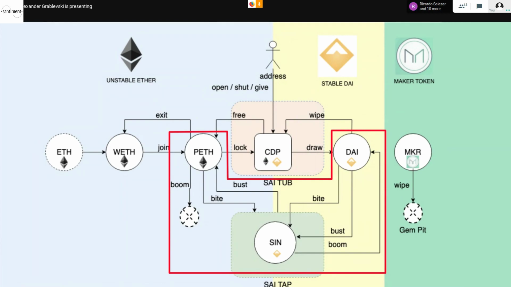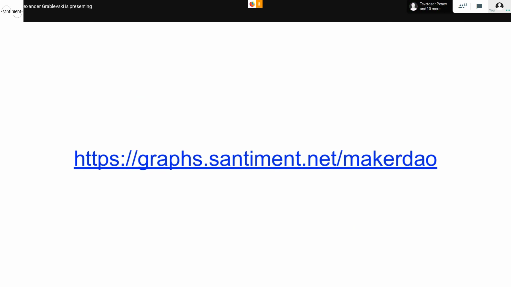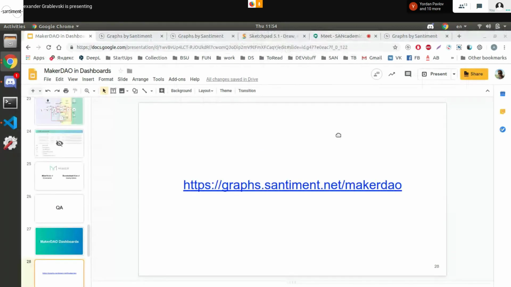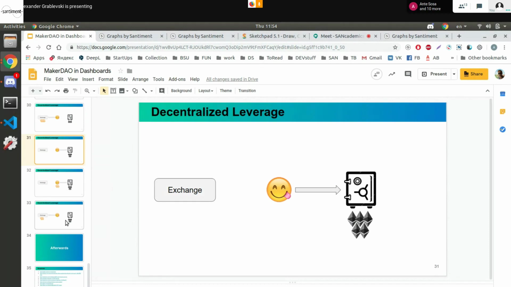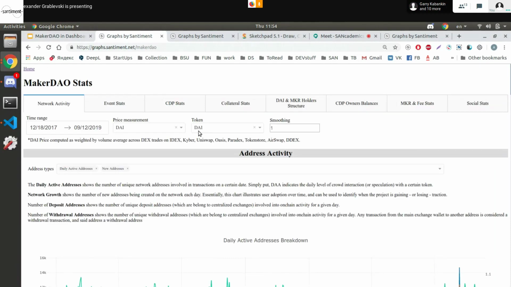Okay. Any other questions? Okay, if not, I think we can go to our app that is called crafts.santiment.net/MakerDAO. At least for now, that's free for everybody, and you can open it by yourself and explore. So let me start.